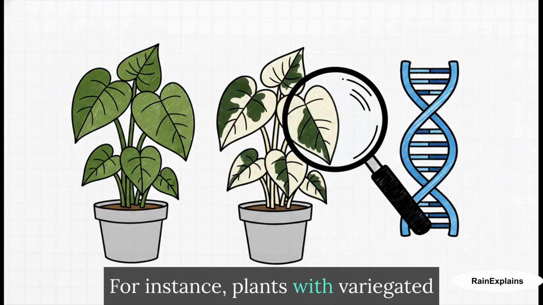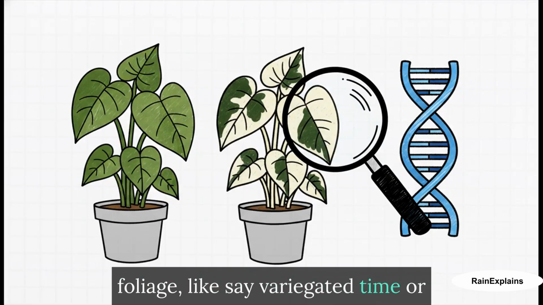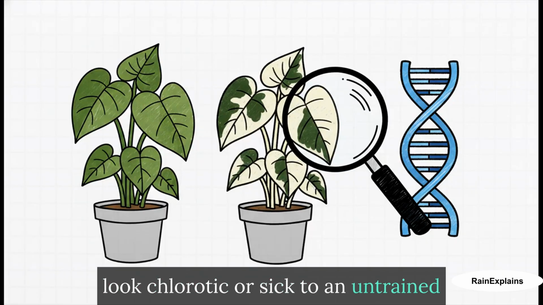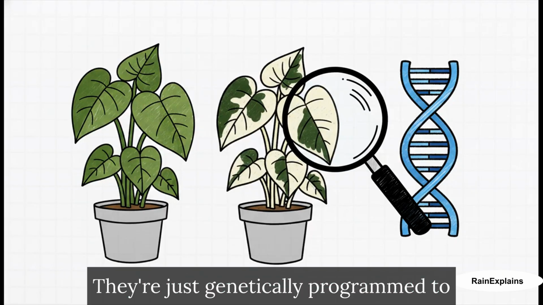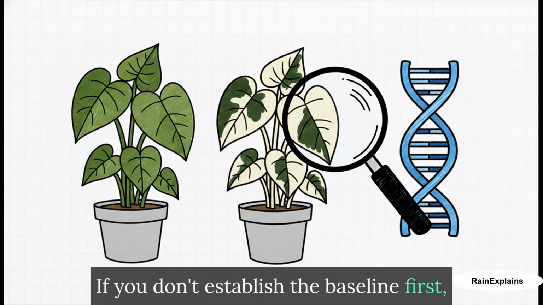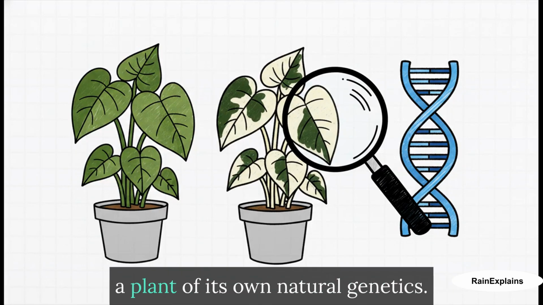For instance, plants with variegated foliage, like, say, variegated thyme or certain yellow-green hostas, they might look chlorotic or sick to an untrained eye, but they're completely healthy. They're just genetically programmed to look that way. If you don't establish this baseline first, you might literally end up trying to cure a plant of its own natural genetics.